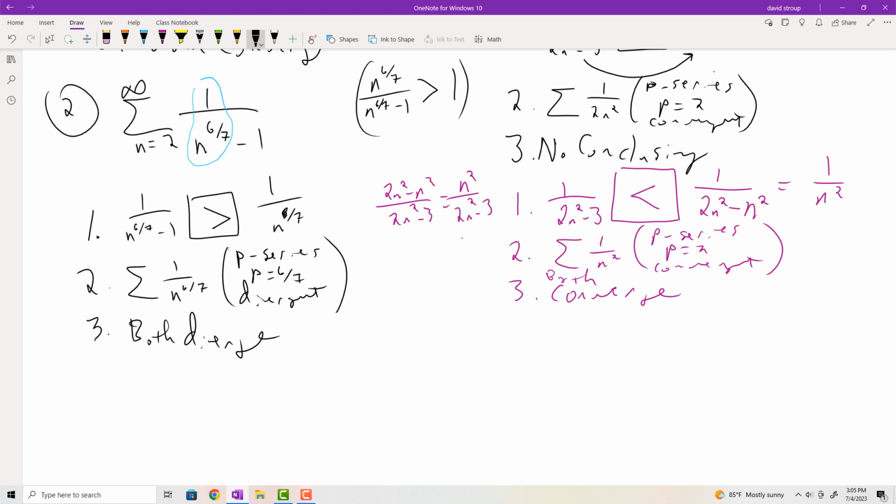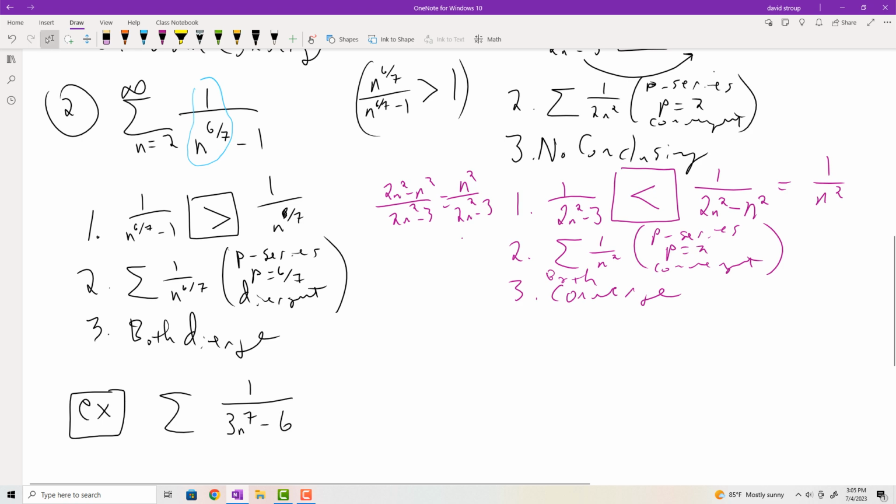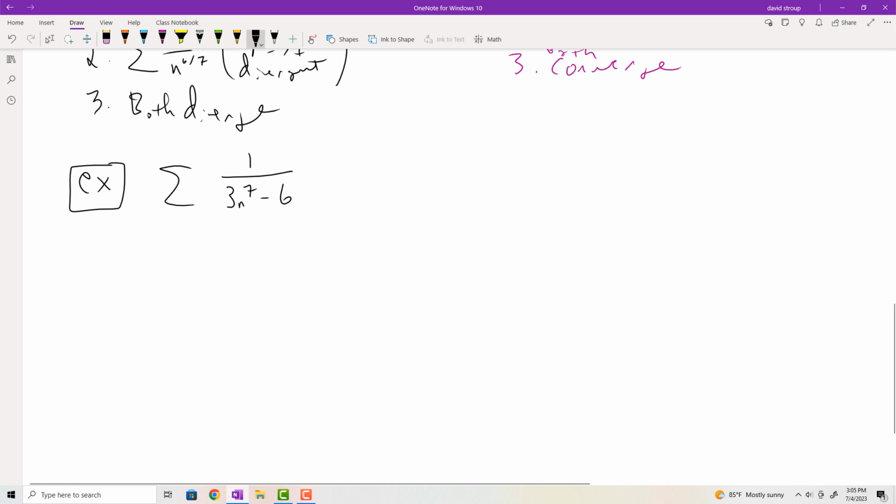Okay, great. Let's look at another example. Actually, yeah, sure. So this is kind of more along the lines with what I was doing on the right. So let's see if we can pull this off. 3n to the 7th minus 6. It looks like a convergent p-series, right? So here we go, step 1. And again, you're probably thinking, well, I can just use that for my comparison, but it won't work.